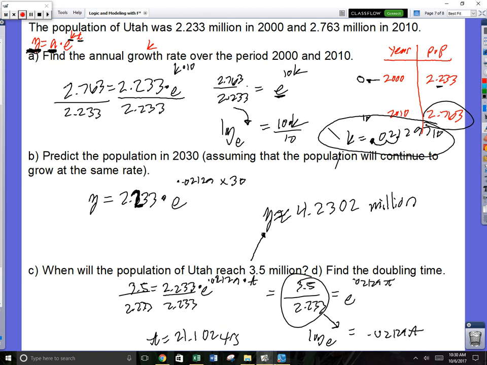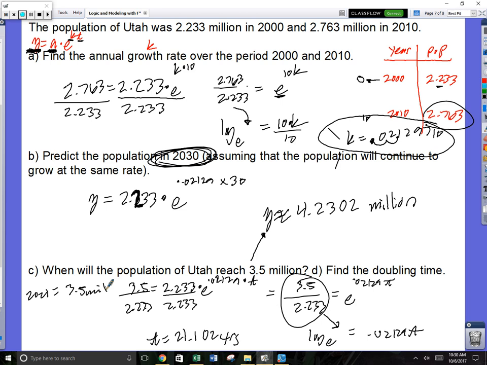21.102 years. So 21 years down the road, so 2021, it'll reach 3.5 million. Okay, and that looks like it makes sense. That fits, because in 2030 it was at 4.2 million, and so 2021 we are at 3.5 million. So that fits. So that looks good. Seems like it's a reasonable answer.